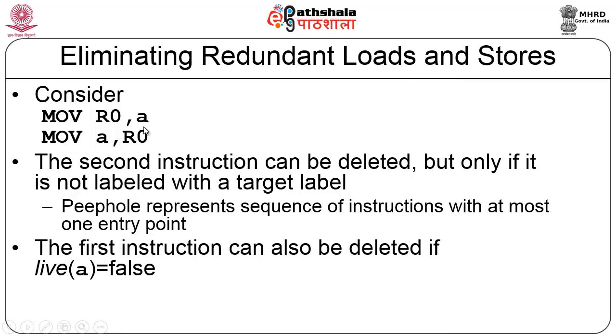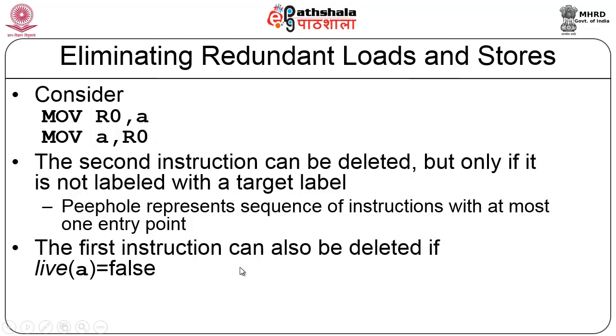Now, the first instruction can also be deleted if live of A is equal to false. We already said in one of the modules that we will have the liveness information of all the variables. If A is not going to be used, then the first instruction could also be deleted. I can simply keep the value in register R0 itself, get rid of both instructions, and use R0 wherever A has to be used later. Again, this is only possible if it is not a target of a conditional or unconditional jump, and if A is not live later.